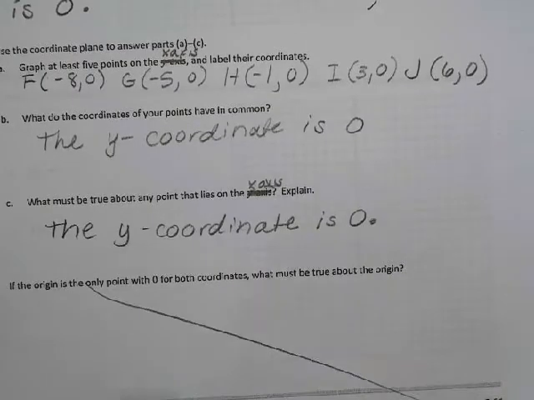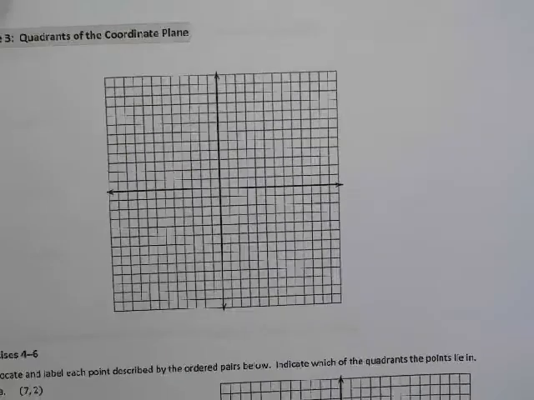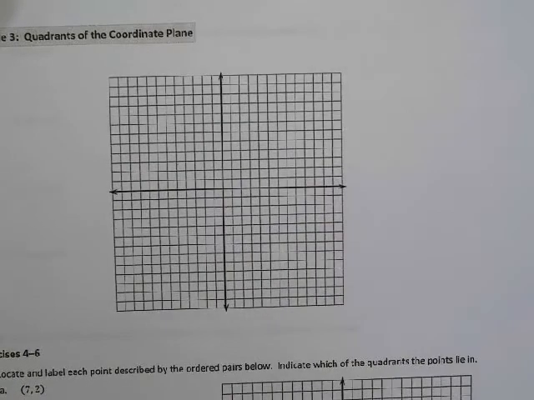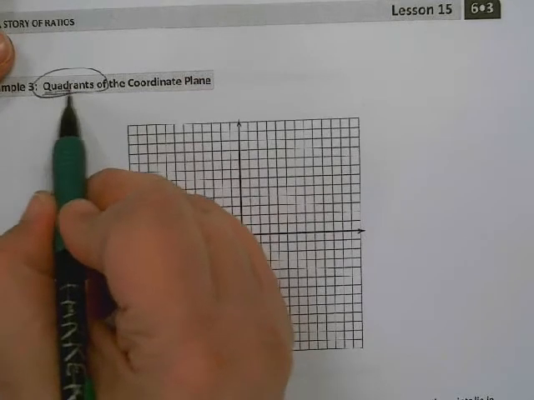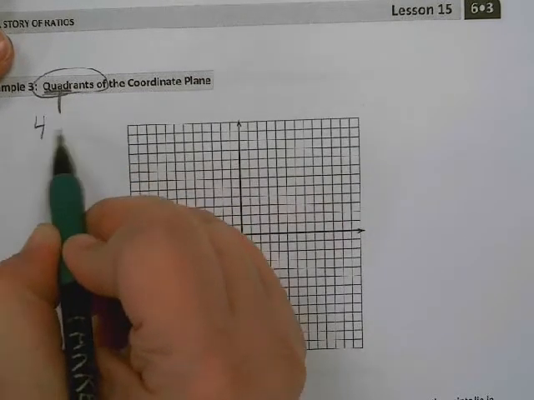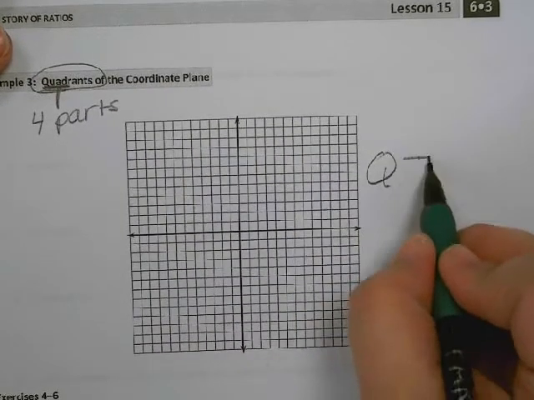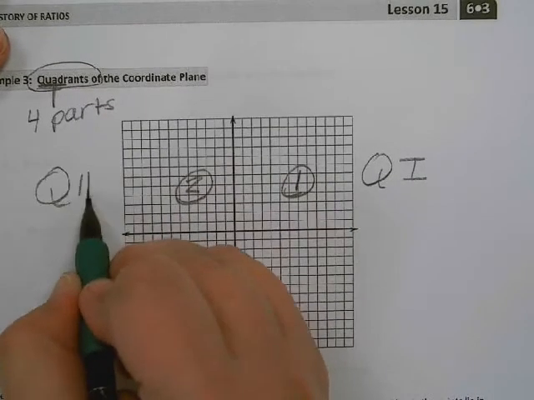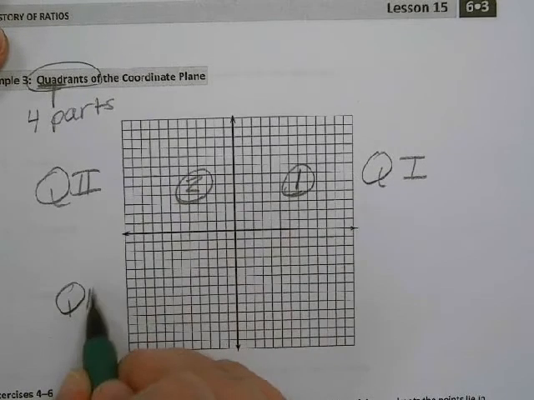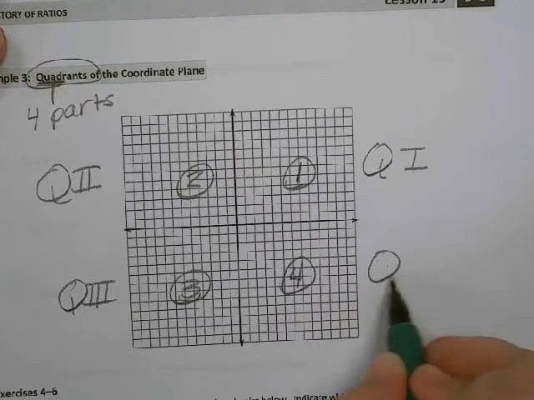We're going to skip number 3, and we're going to go on to example 3. For example 3, all we're doing is numbering the quadrants. We understand that this word quadrant gets its name because there are 4 parts, and we label those 4 parts. This is quadrant 1. This is quadrant 2, quadrant 3, and quadrant 4.